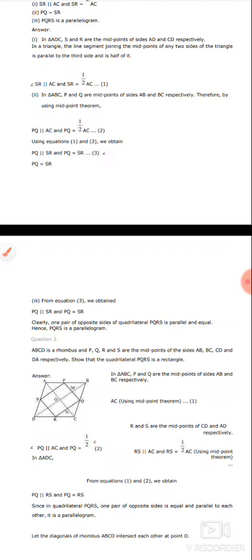Then come to question number 2. Question number 2: ABCD is a rhombus and P, Q, R and S are the midpoints of the sides AB, BC, CD and AD respectively. Show that the quadrilateral PQRS is a rectangle.